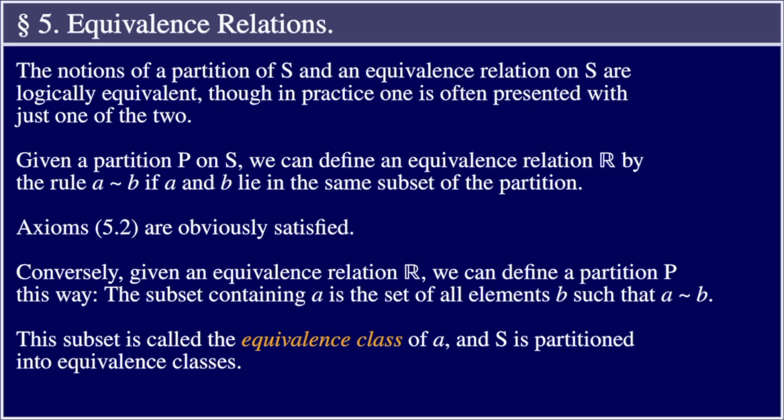The notions of a partition of S and an equivalence relation on S are logically equivalent, although in practice one is often presented with just one of these two. Given a partition P on S, we can define an equivalence relation R by the rule a ~ b if a and b lie in the same subset of the partition. Axioms 5.2 are obviously satisfied. Conversely, given an equivalence relation R, we can define a partition this way. The subset containing a is the class of all elements b such that a ~ b. This subset is called the equivalence class of a, and S is partitioned into equivalence classes.